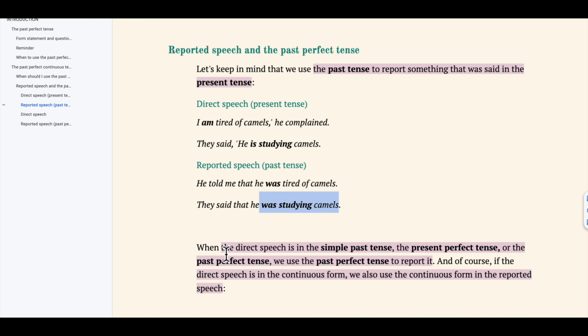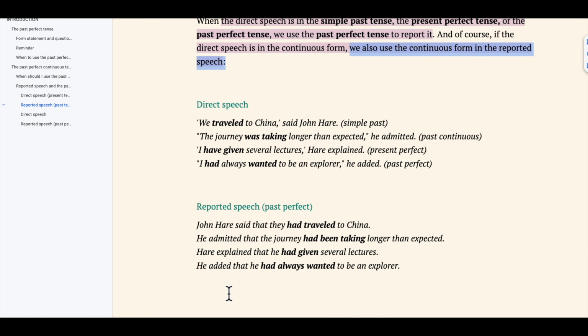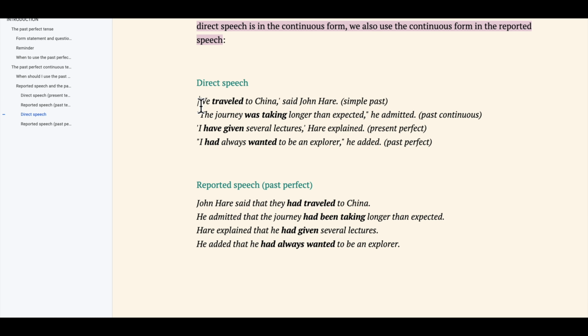Now, when the direct speech is in the simple past tense, the present perfect tense, or the past perfect tense, we use the past perfect tense to report it. And if the direct speech is in the continuous form, we also use the continuous form in the reported speech. For instance, in direct speech, we traveled to China, said John Hare, simple past. The journey was taking longer than expected, he admitted, past continuous. I have given several lectures, Hare explained, present perfect. I had always wanted to be an explorer, he added, past perfect.